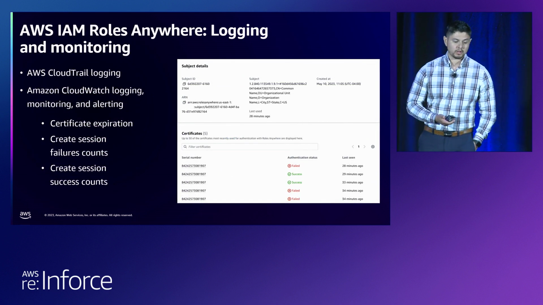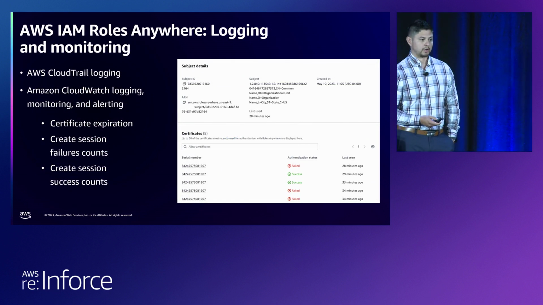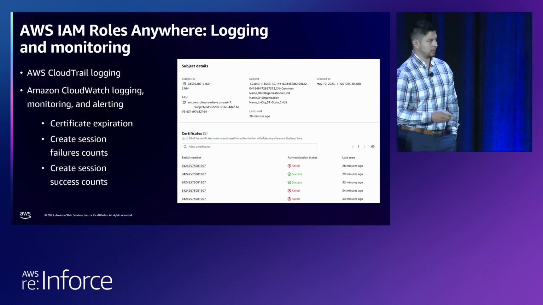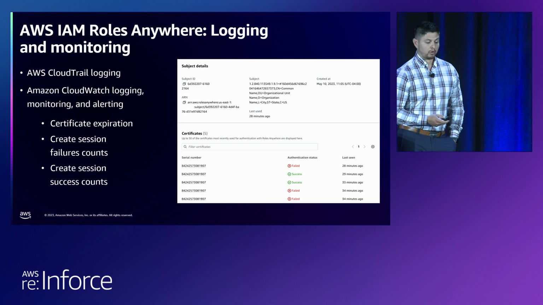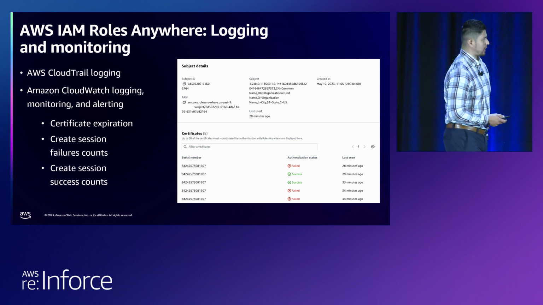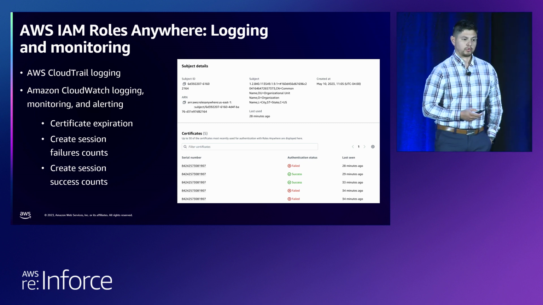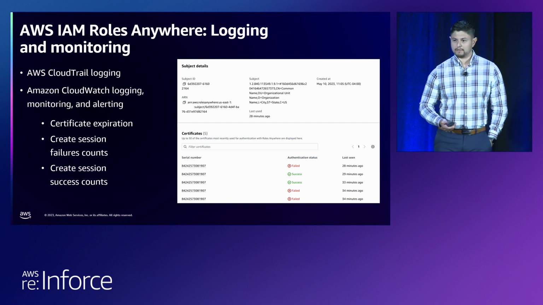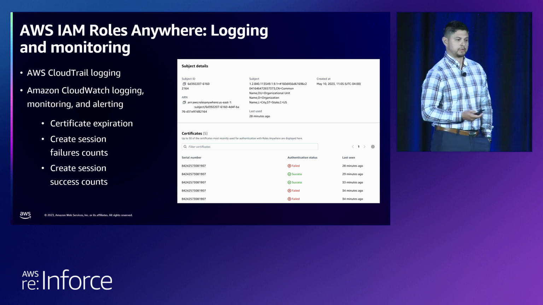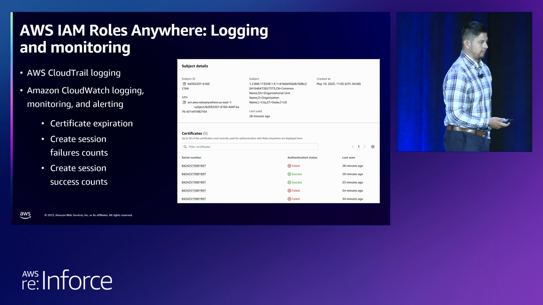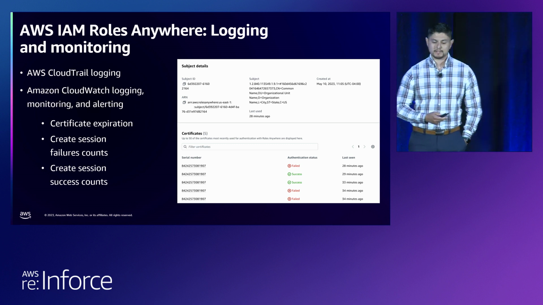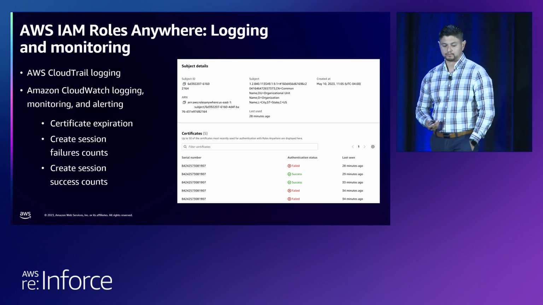Moving on to logging and monitoring. So we're using CloudTrail. CloudTrail logs all API activity to and from Roles Anywhere. And then we're also using CloudWatch. The metrics we are monitoring are going to be create session counts, both success and failures, and also certificate expiration. So when a certificate is nearing expiration, say 14 days or less, we are alerting to a distribution group via SNS to take action.